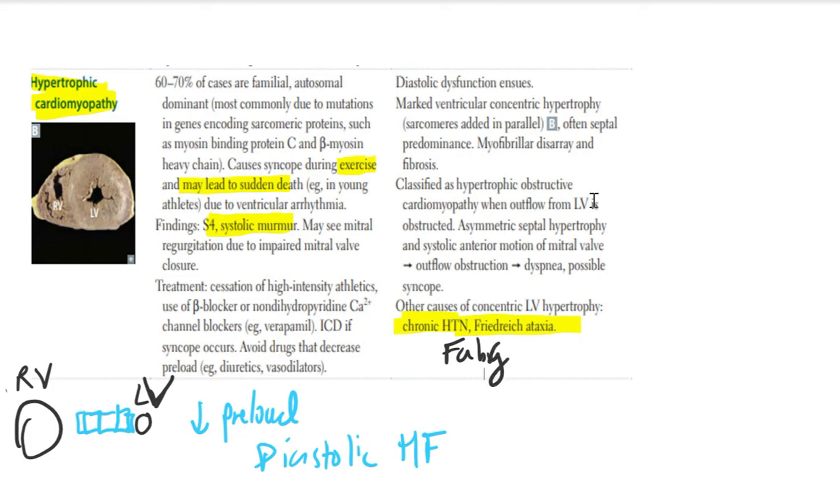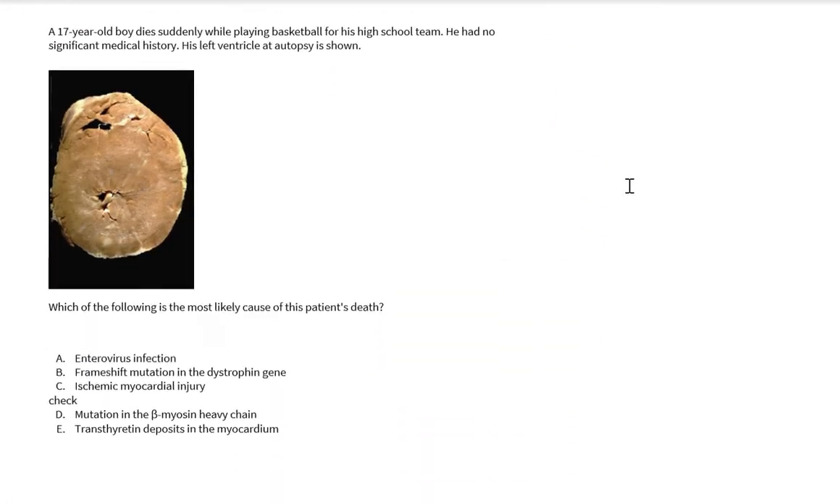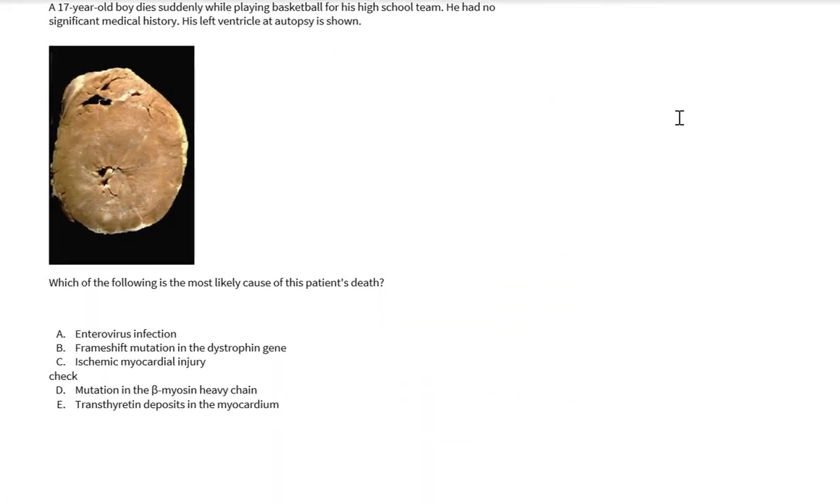So now that we understand what hypertrophic cardiomyopathy is, let's go back to the question stem. This question stem is a healthy 17-year-old boy who suddenly dies after exercise. So hypertrophic cardiomyopathy is very appealing as an answer choice already, but here we can see sarcomeres being added in parallel, which narrows the lumen of the left ventricle. So this is confirmation that this is hypertrophic cardiomyopathy. Additionally, hypertrophic cardiomyopathy is caused by a mutation in either the beta myosin heavy chain or myosin binding protein C. So, answer choice D, a mutation in the beta myosin heavy chain, is correct.